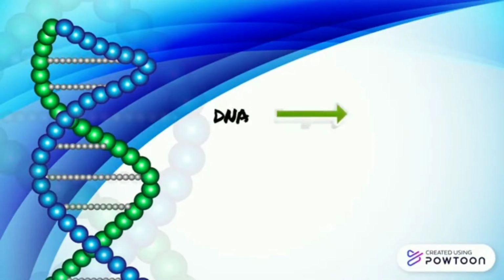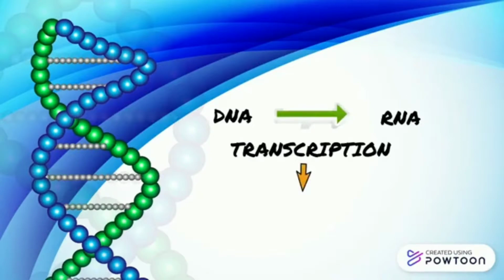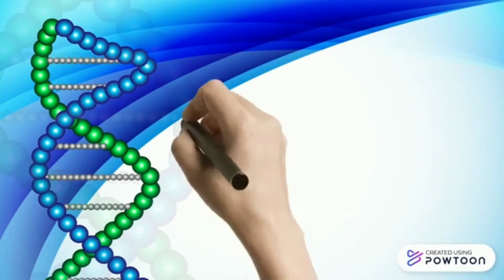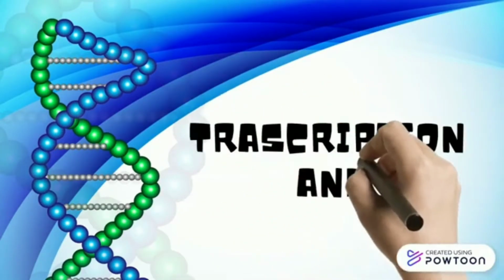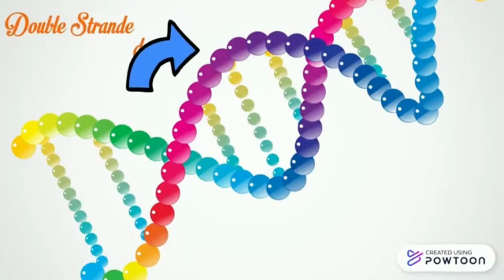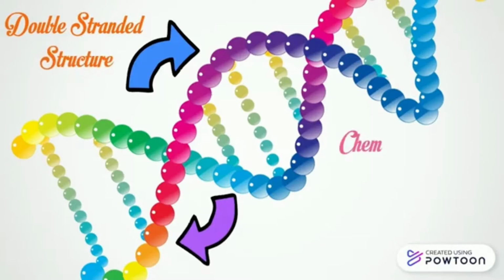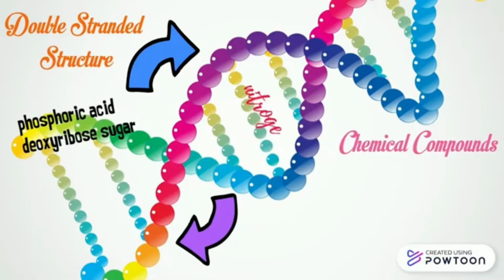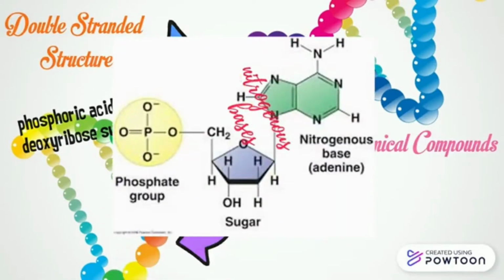DNA's function is to synthesize RNA by a process called transcription, which is further translated into proteins by a process termed translation. Both processes will be further discussed as we go on. DNA is a double-stranded structure composed of chemical compounds made of phosphoric acid, deoxyribosugar, and nitrogenous bases. There are two types of nitrogenous bases.